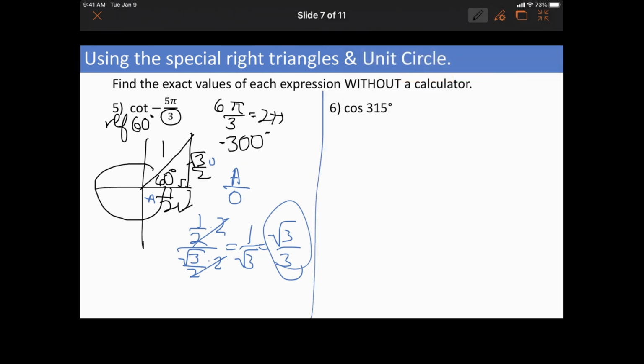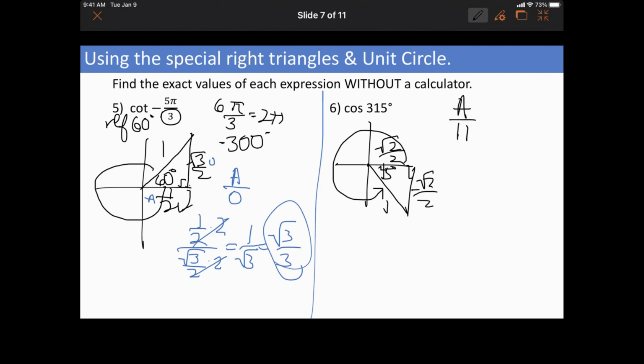All right, what quadrant is this in? 315 positive. It's all the way around. My reference angle is 45 because you're subtracting it from 360. It's going to be 45. So 1, root 2 over 2, negative root 2 over 2. Cosine is CAH, so CAH TOA. So it is root 2 over 2 over 1. I'm not going to put the 1. And there you are.